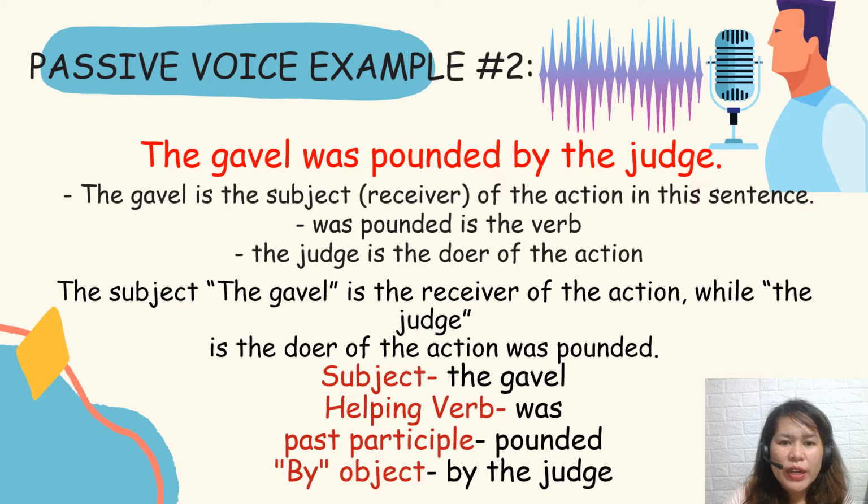Okay, let's have another example. The gavel was pounded by the judge. So let's use our formula: subject, helping verb, past participle, and the by object. So in this case, ang ating subject ay gavel, siya yung pinag-uusapan. And then we have the helping verb was, and then pounded yung ating past participle at ang ating by object is by the judge or yung gumagawa ng action. That's why we have the formula subject, helping verb, past participle, and by object. Kaya po, this is an example of a passive voice.